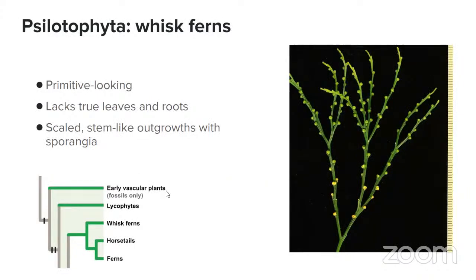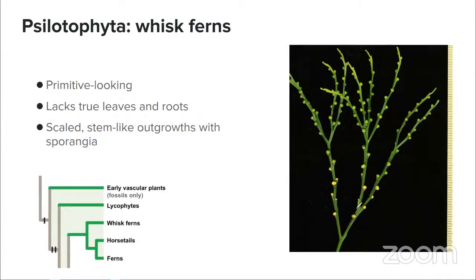Next group, as we're just sort of progressing down this tree, are the Psilophyta, the whisk ferns. So this is what I meant by saying they're kind of stick-like. So this is literally what they look like. They lack true leaves or roots. Their sporangia, where they're getting ready to do their reproduction and send out their spores, are in these little outgrowths, these little nubs, right? So they look kind of like the buds on our twigs. They're not, though. They're filled with spores. So all our photosynthesis has to happen in the green cells in this stem-like structure.